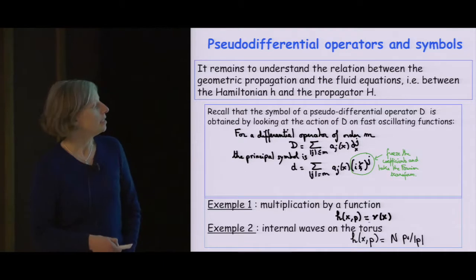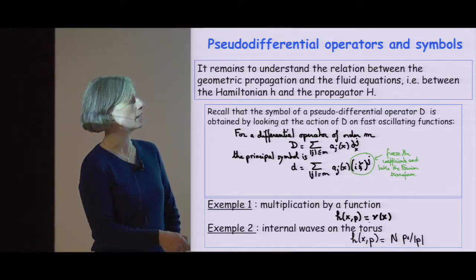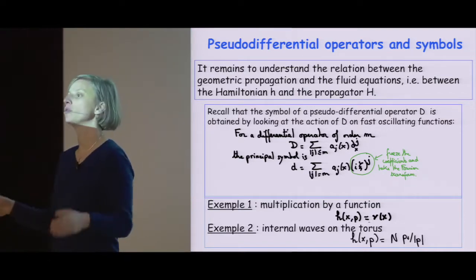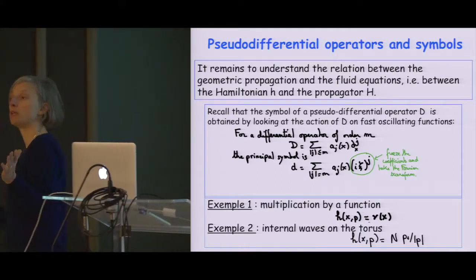Now there is another case, which is the internal wave that I have already studied, but now I assume that I am on the torus. Okay, so if I am on the torus, I can use this Fourier transform, and there is no dependence with respect to x.